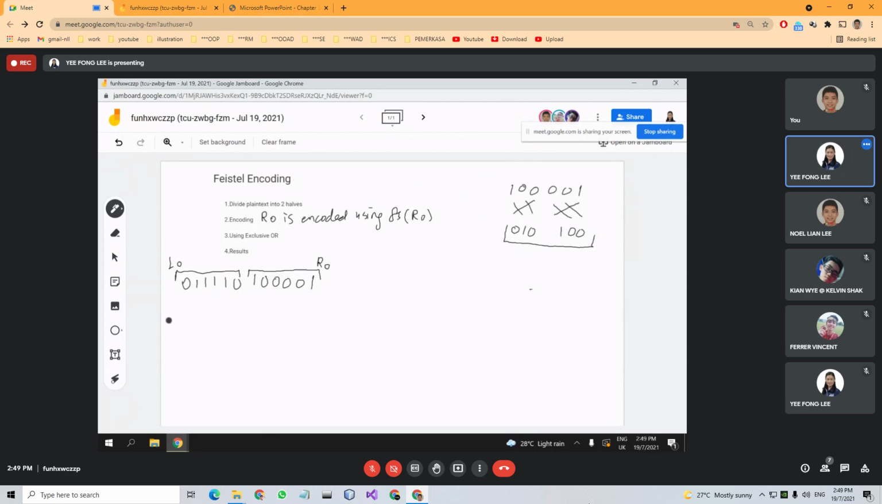Okay, so step number 2. Now after encoding the function on R0, we get 0, 1, 0, 1, 0, 0. This is step number 2. Where does it come from? It comes from here. Any question? Step number 2.